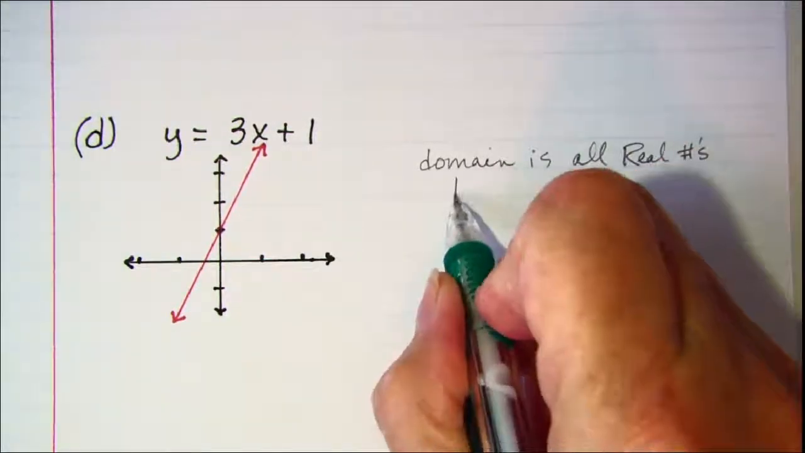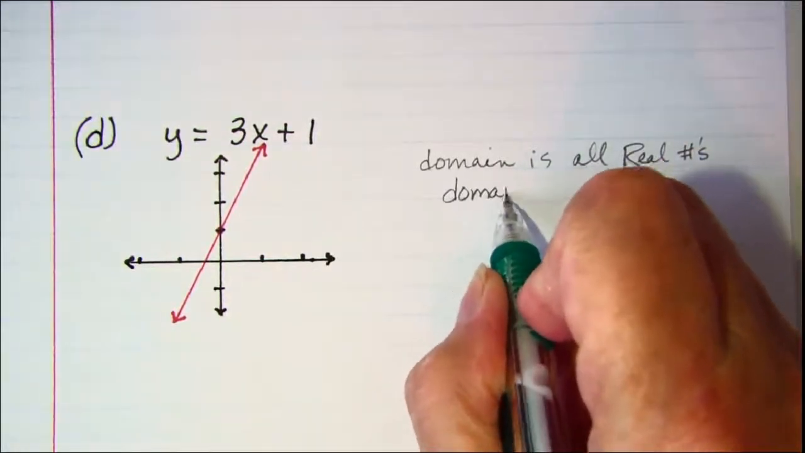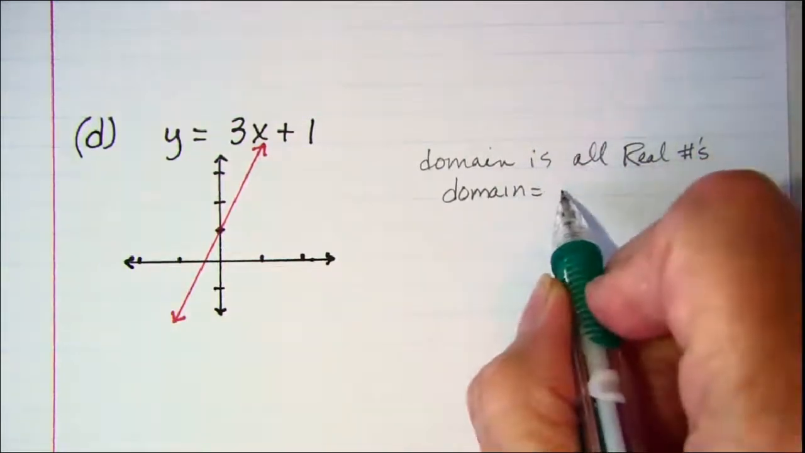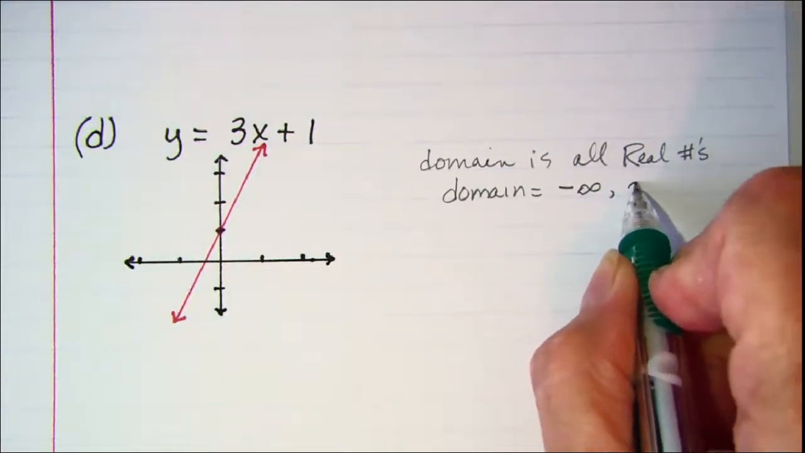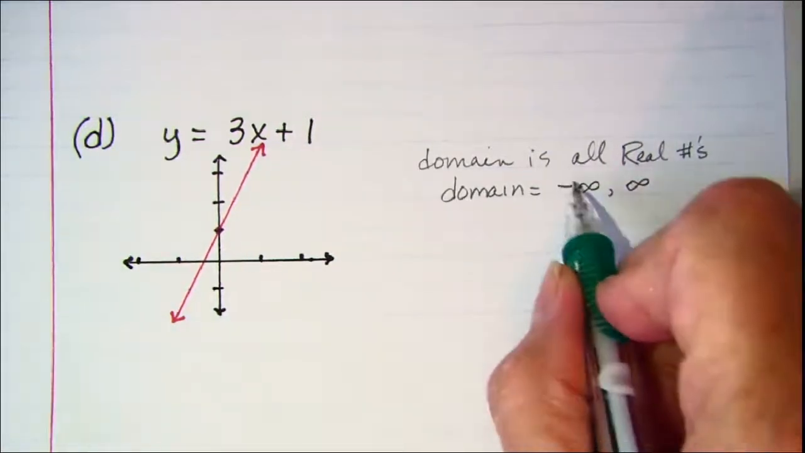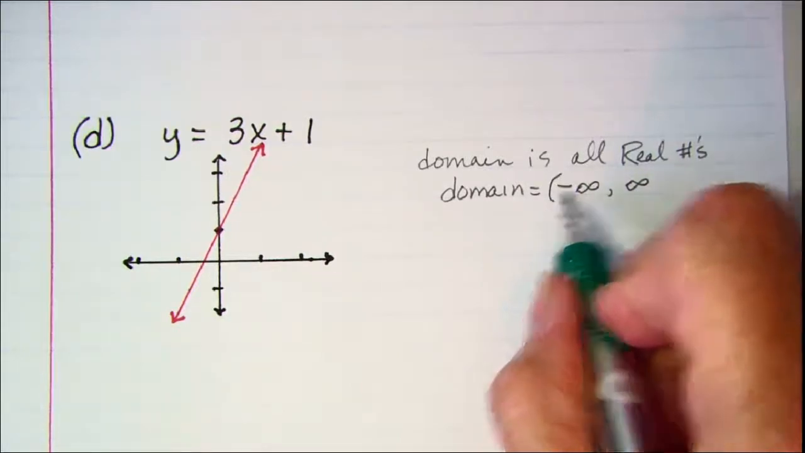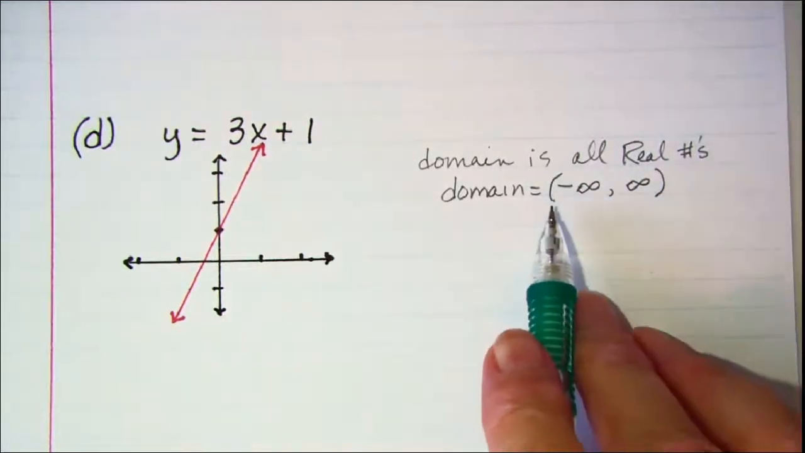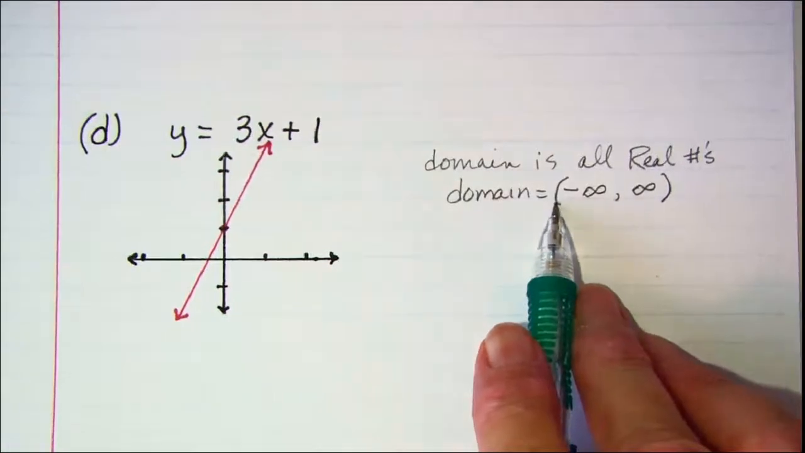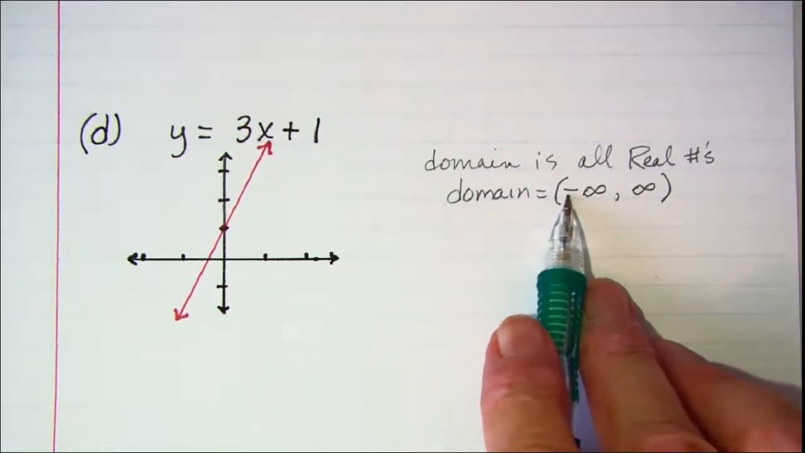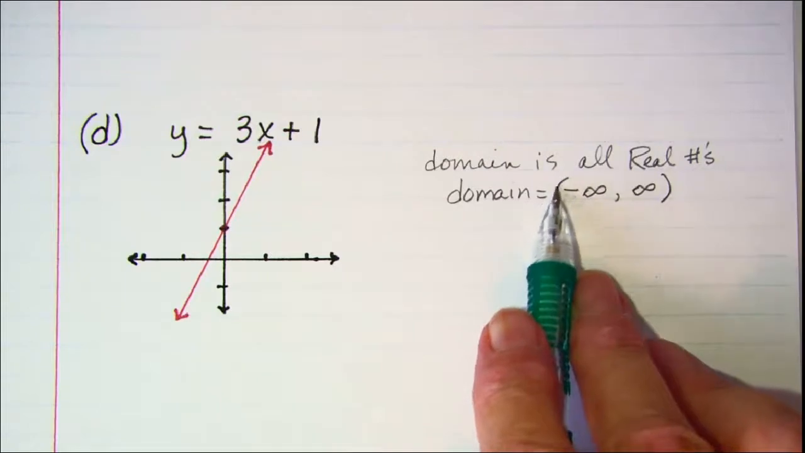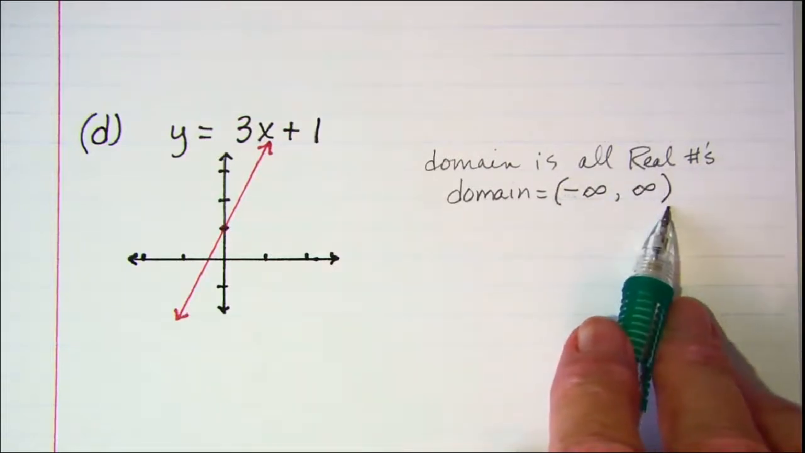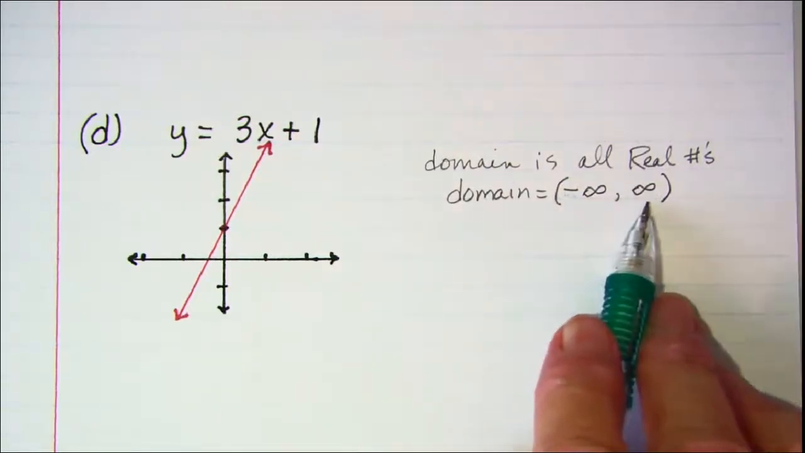The way we'll show that with interval notation is from negative infinity to positive infinity. And the interval notation we need is open parentheses around the interval. We use open parentheses to indicate that this is not a specific number, because once you think you're at negative infinity, you can always go a little further. So the open parentheses and the closed parentheses indicates an open interval.